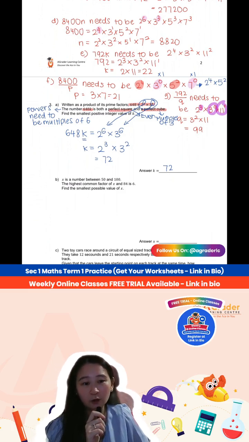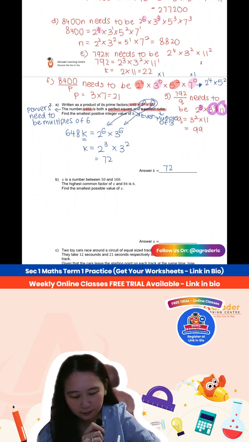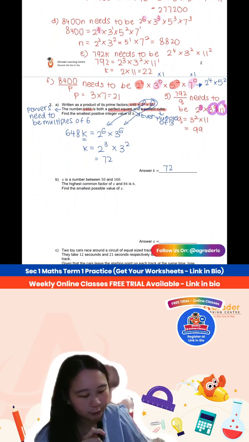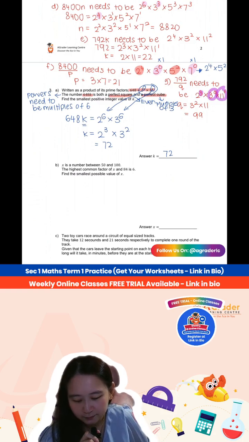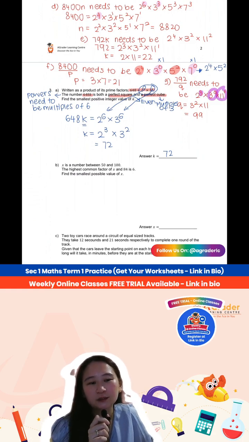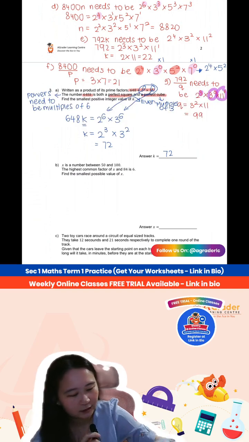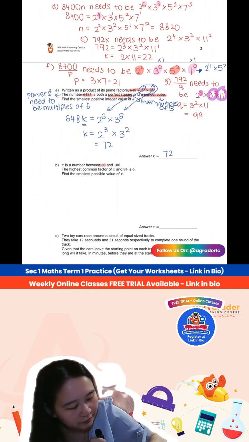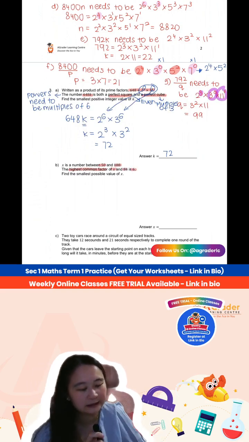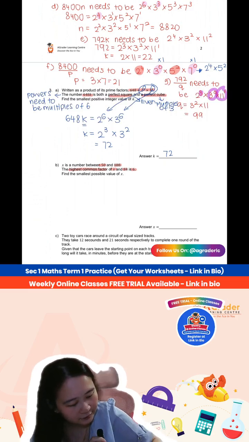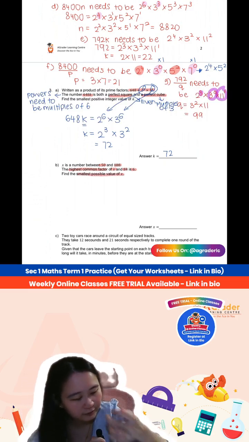Sorry, 6 is for which question? For question 3b, no, 6 is not correct. Because it has to be a number between 50 and 100. They tell you that x is the number between 50 and 100, and then the highest common factor of x and 84 is 6. Find the smallest possible value of x.